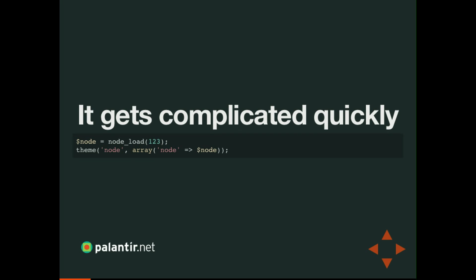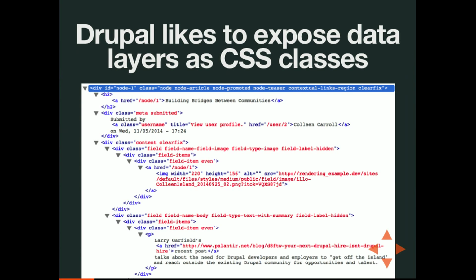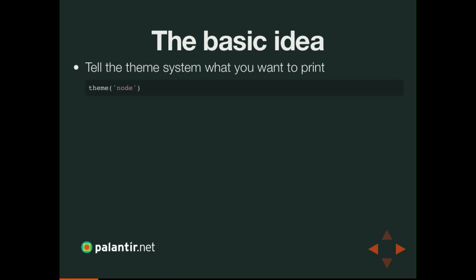Now we're using render arrays instead of calling the theme function directly. But what you get back after passing in that node variable is something like this. You get back a very complex set of HTML, some really verbose CSS classes, and that raw node object that you passed in has been transformed in a very complex way to get it ready to print out like this. The basic idea is that you're telling the theme system still, I want to print a node.